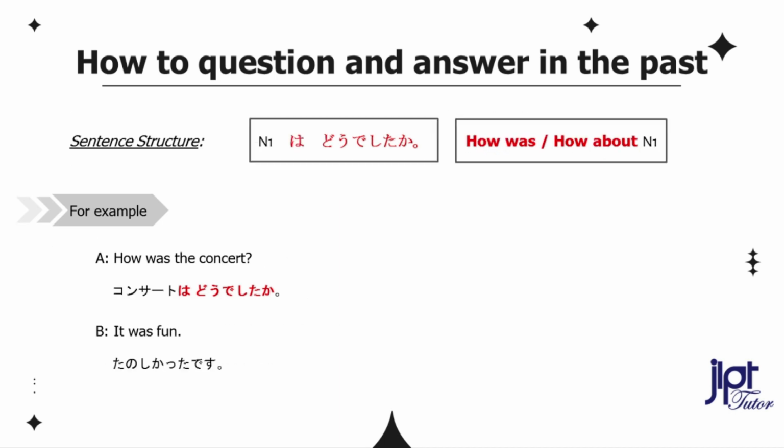If someone was asking, "How was the concert?" コンサートはどうでしたか？You can say, "It was fun." 楽しかったです。Remember, the form of the adjective needs to change to past tense.